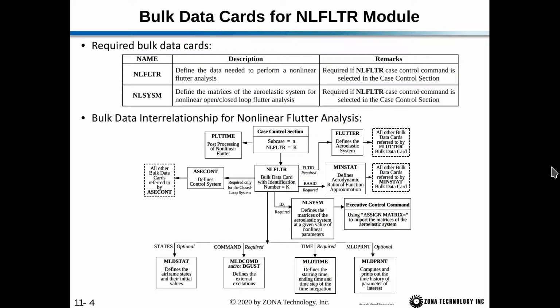So these are the bulk data cards. We have the nonlinear flutter and the nonlinear system matrix cards. The nonlinear flutter card defines the data needed to perform the nonlinear flutter analysis, and it's referred to by the case control section, the nonlinear flutter case control command. The nonlinear system matrix bulk data card defines the matrices of the aeroelastic system for the nonlinear open or closed loop flutter analysis.